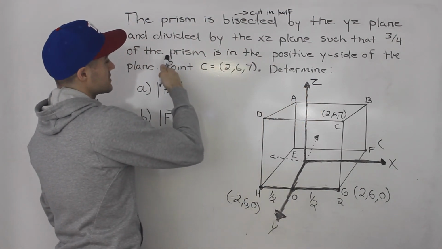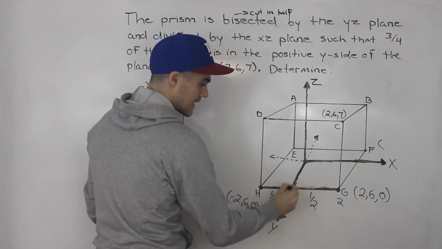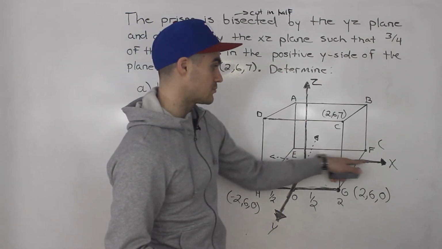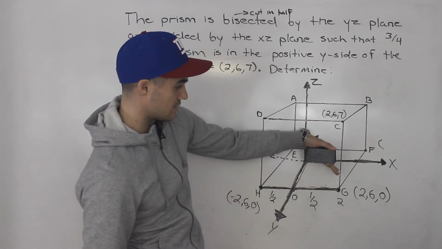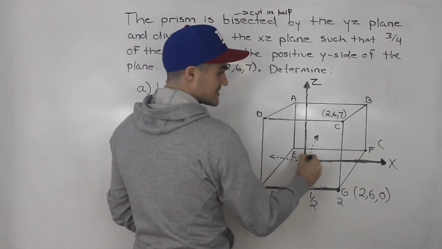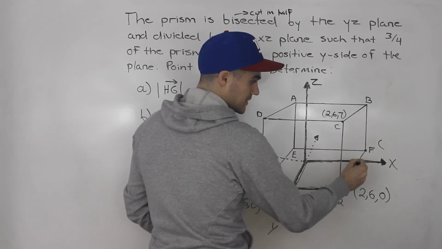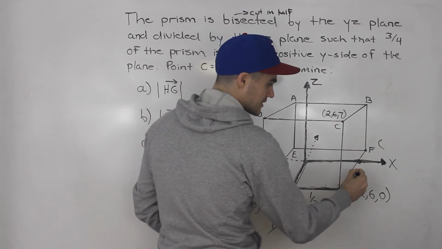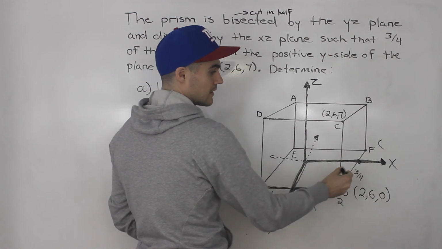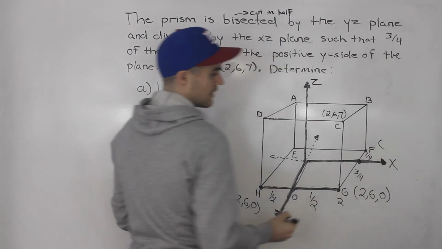such that 3/4 of the prism is in the positive y side of the plane. So the positive y side is here. The xz plane is dividing the prism such that 3/4 of the prism is on that positive y side. If you notice, the xz plane is dividing this length FG. So from here to here represents 3/4 of the total length of FG, and from here to here is 1/4 of that length FG.